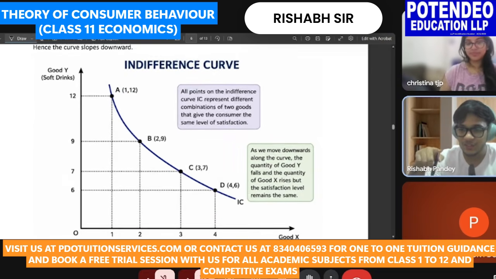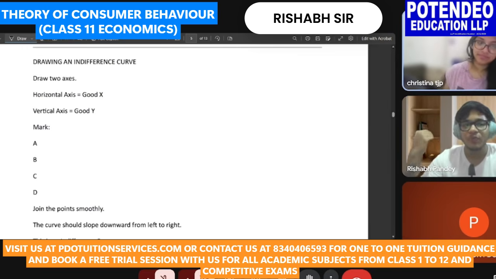Okay. This is the indifference curve. This is how it looks. We're going to discuss it, but first, how do we draw it?